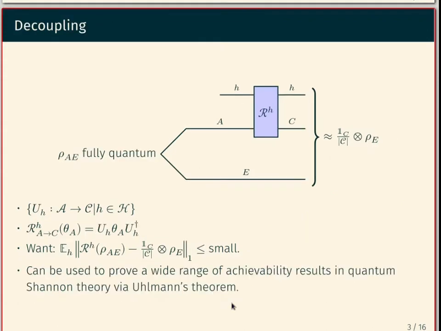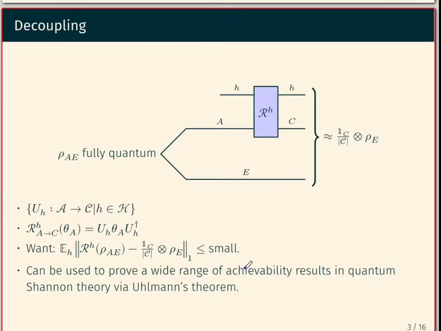Now, decoupling is basically the same task in a sense, except that rho AE is fully quantum, which means that here, instead of choosing a hash function at random, we're going to choose a unitary at random from a suitable set of unitaries. And then we basically want the same thing out. So we want the output here to be independent from the Eve side information here. And again, small is going to depend on the same two parameters.